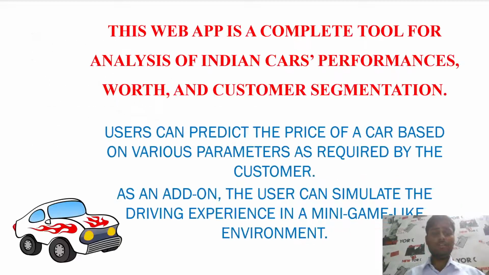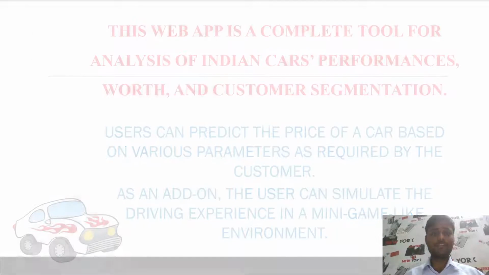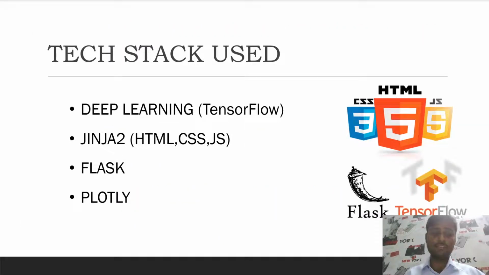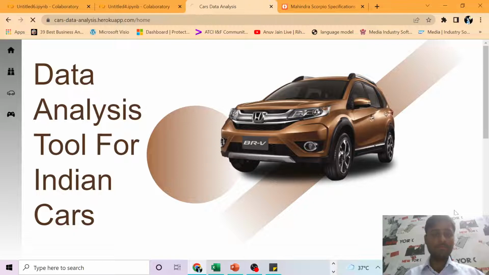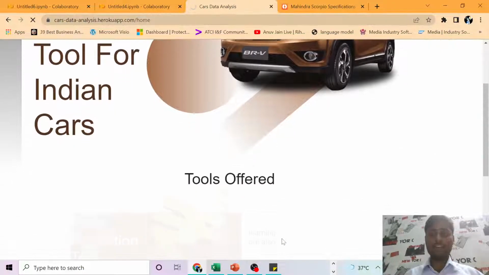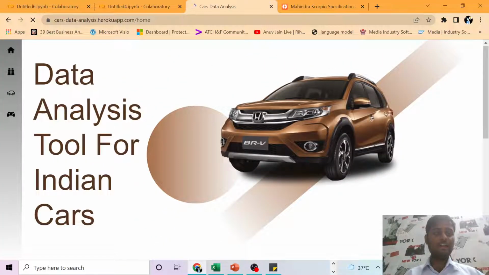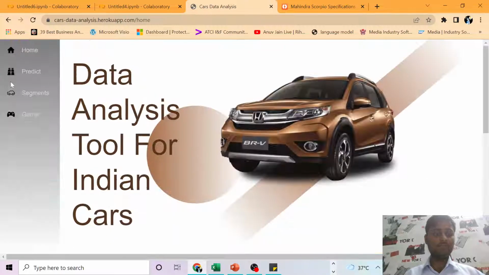Now, what are the tech stacks used? The tech stack used are TensorFlow, Jinja 2, Flask and Plotly. Now let us see the demonstration of the app. So this is the landing page. Now let us move to the data analysis part.